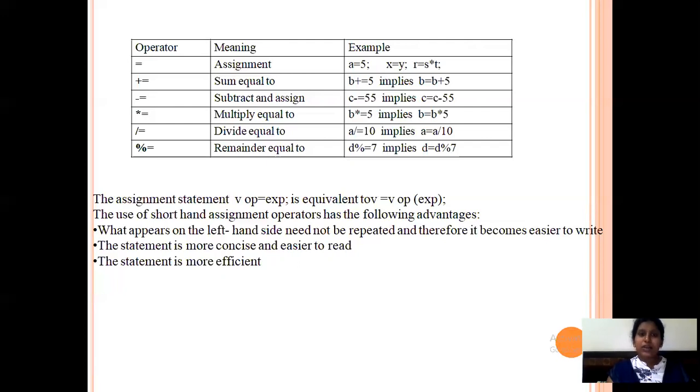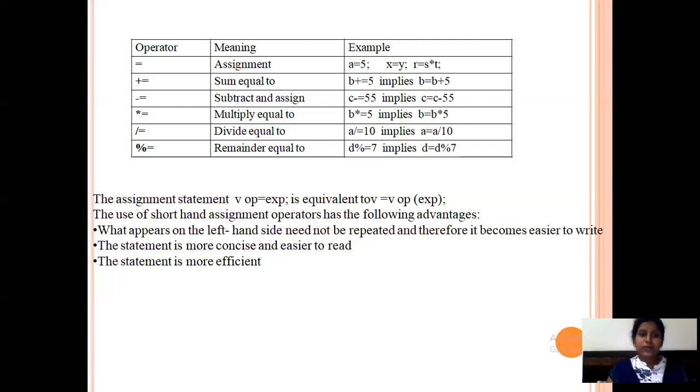Like that, you can write multiplication operator with a combination of assignment, then division operator with a combination of assignment operator, modulo division operator with a combination of equals to operator, right? Then the assignment statement V OP= EXP is equal to V = V OP EXP.